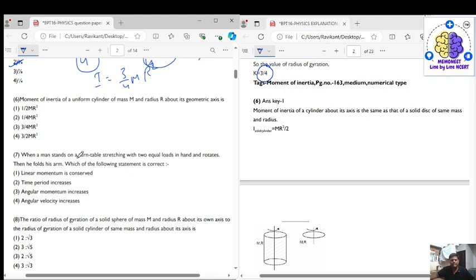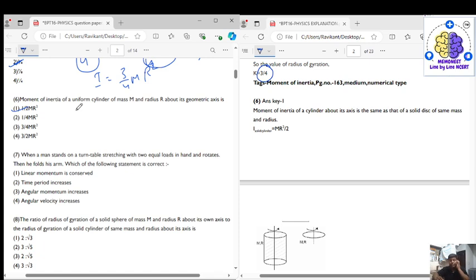Question number 6 says: the moment of inertia of a uniform cylinder of mass m and radius r about its geometrical axis is. So the moment of inertia of a solid, uniform cylinder is mr square by 2. So it's mr square by 2, which is option 1. You have to remember this formula, otherwise the derivation is there.